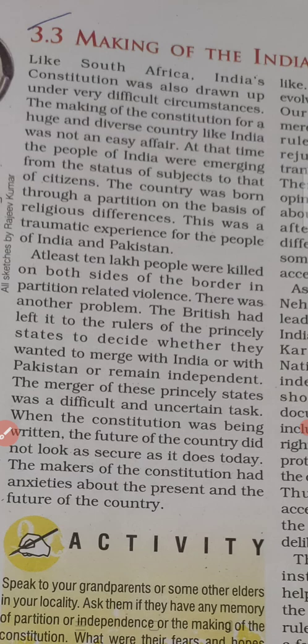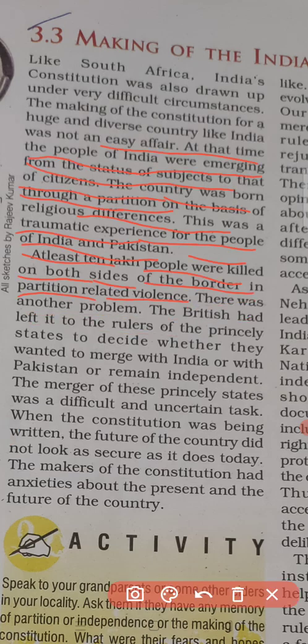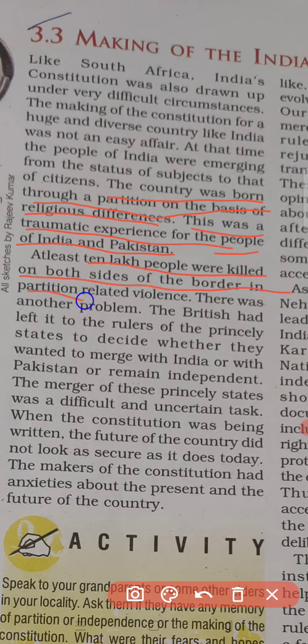What were the situations that India faced while making the Constitution? You will write down about the conditions. The country was born through a partition on the basis of religious difference. This was a traumatic experience for people of India and Pakistan. And next, 10 lakh people were killed on both sides of the border in partition related violence.